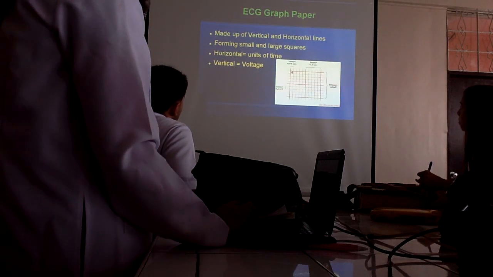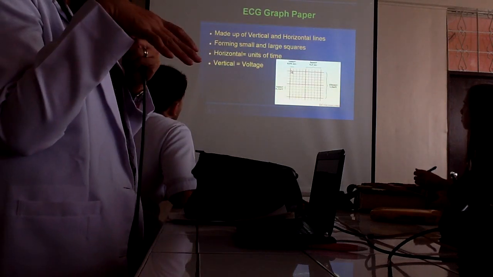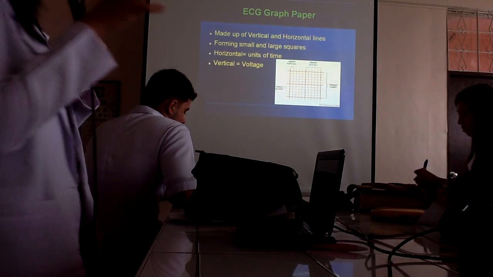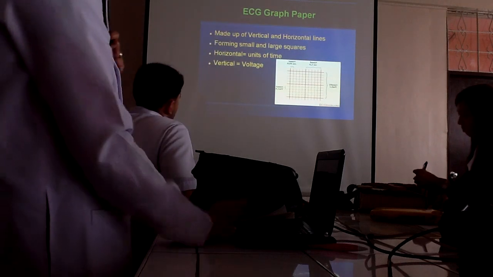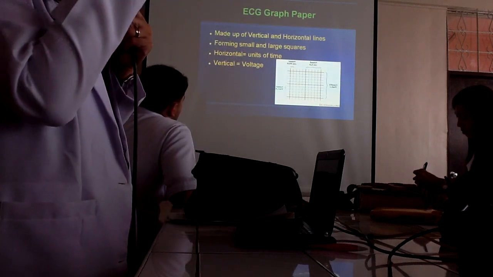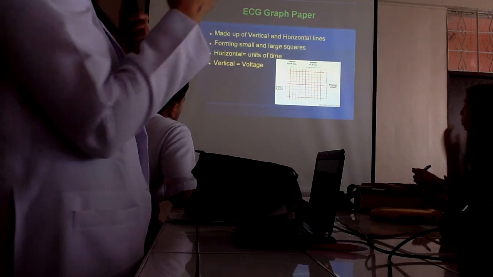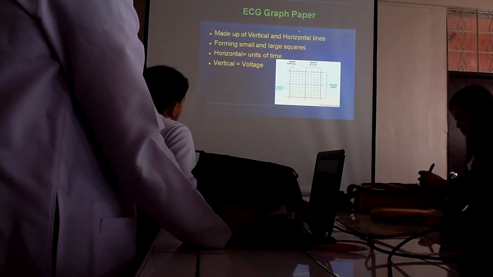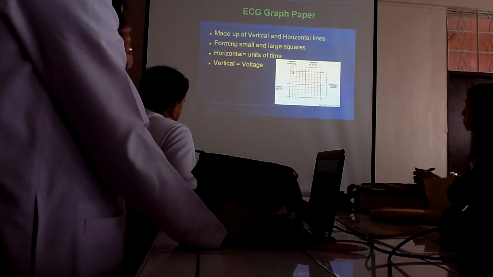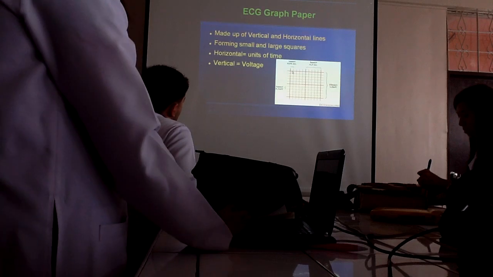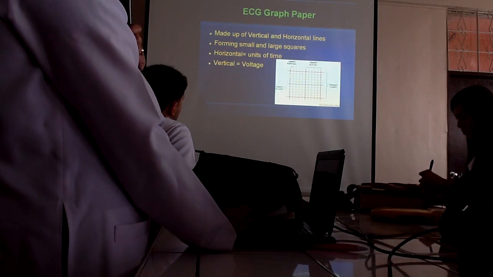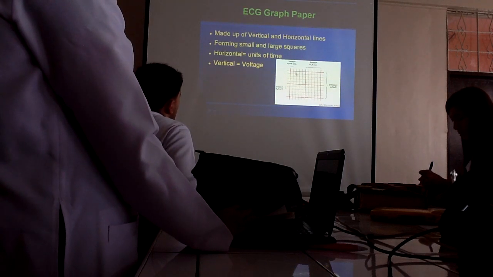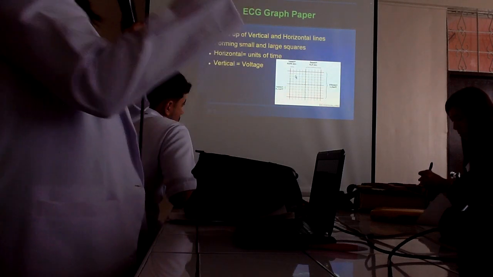Every small square is made up of horizontal and vertical lines, okay? It's made up also of dark lines and light lines. The dark ones indicate the big squares, and the light lines, those that are not clearly shown, are the small squares. For every small square, this one, it's equivalent to 0.04 seconds. One large square has 5 of these small squares, and that is equivalent to 0.2 seconds.